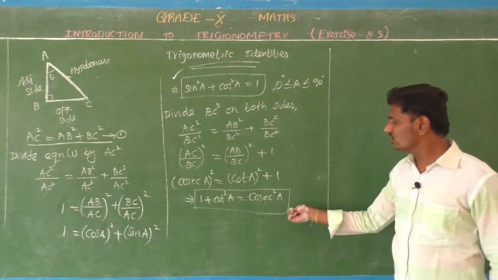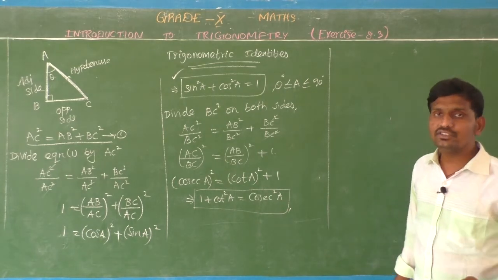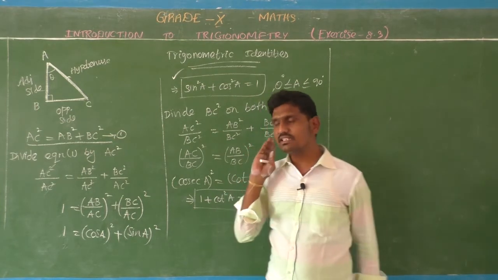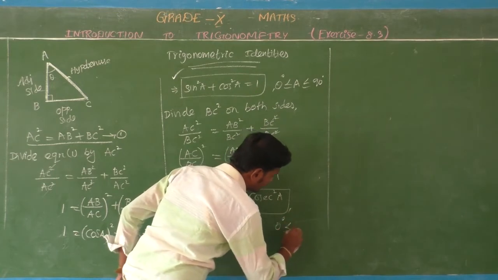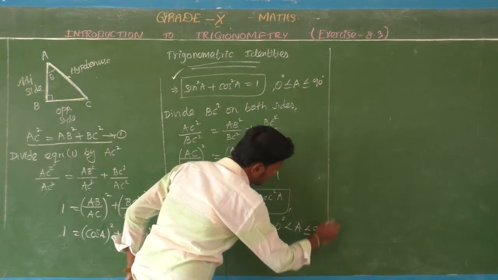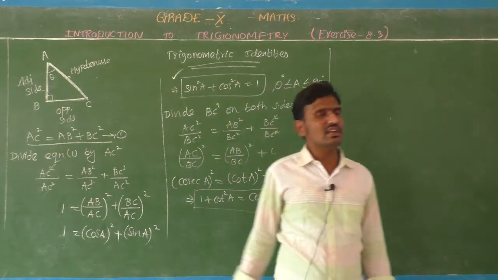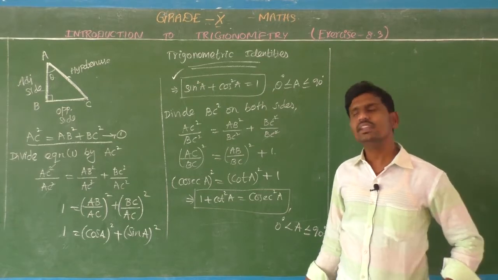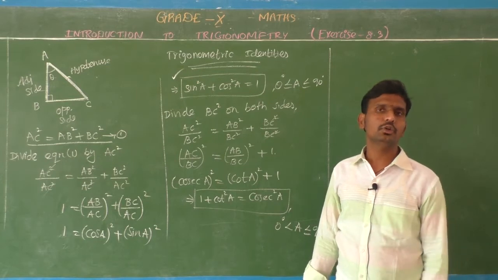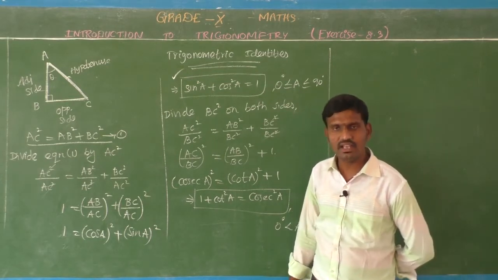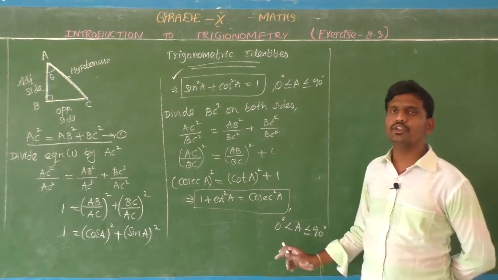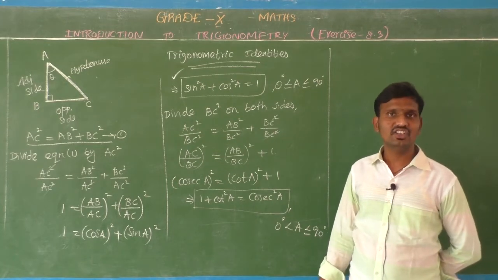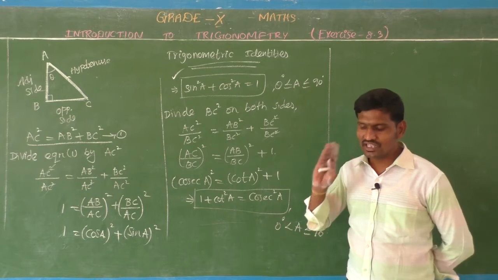This second identity is true when 0 degree is less than A, which is less than or equal to 90 degree only. Shall we take 0 degree, sir? No, we cannot take 0 degree because it does not satisfy the condition cosecant square A equals 1 plus cot square A. Suppose we take angle A equal to 0, cosecant 0 is 1 by sin 0, and cosecant 0 is not defined.